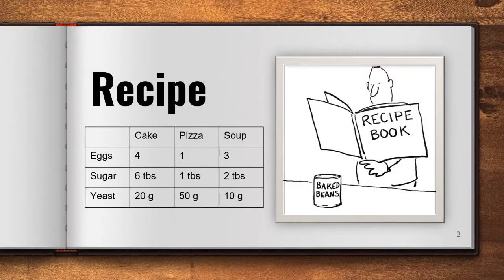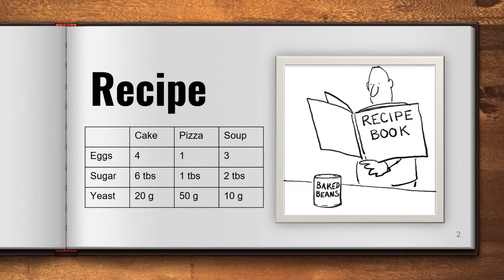Let's say that you try to throw a party at your place and you decide to make a cake, pizza and soup, and a couple of other things. So this is how a recipe looks, that you make cake, pizza and soup, and these will be the ingredients: eggs, sugar and yeast, and the proportions that you need to make this. So this is what a recipe looks like.